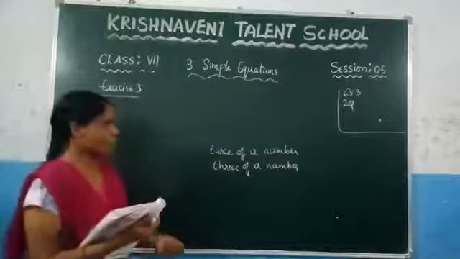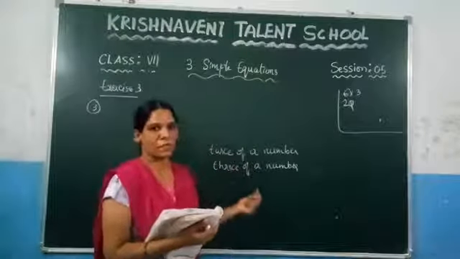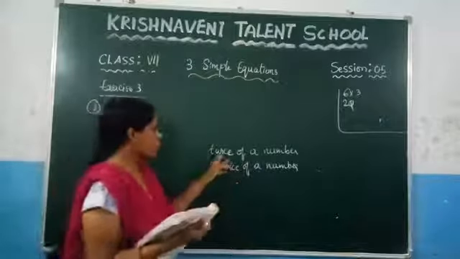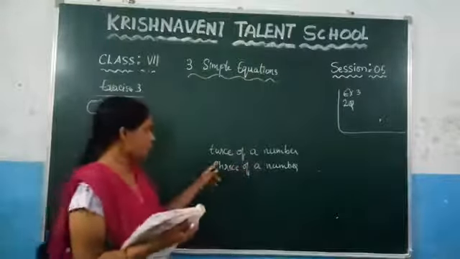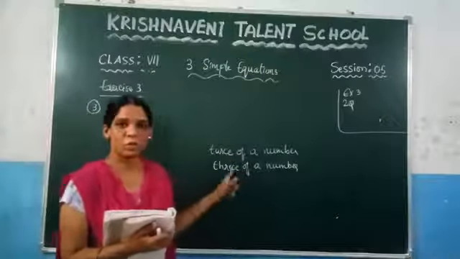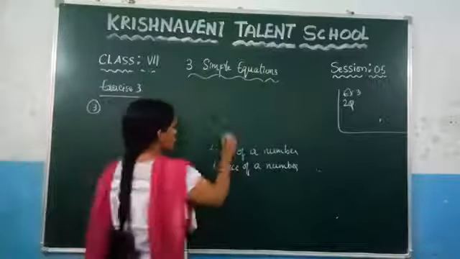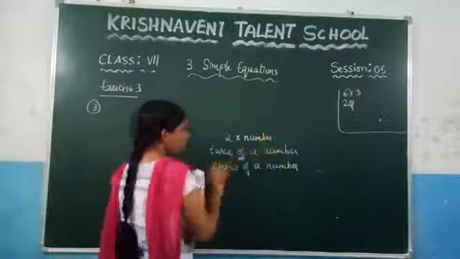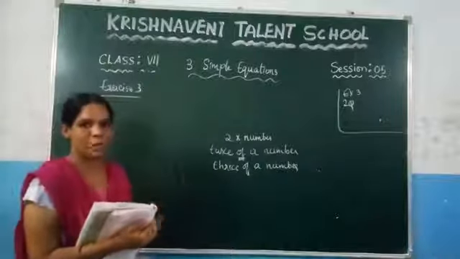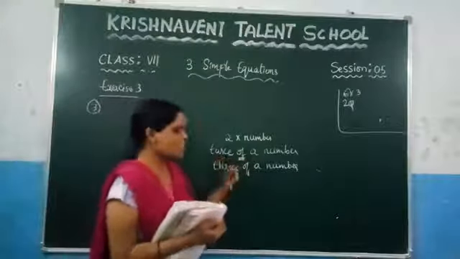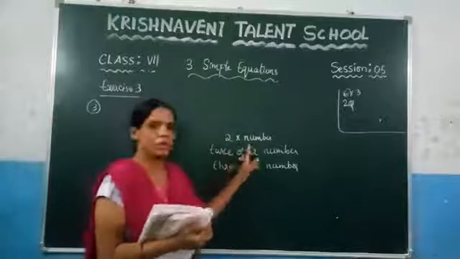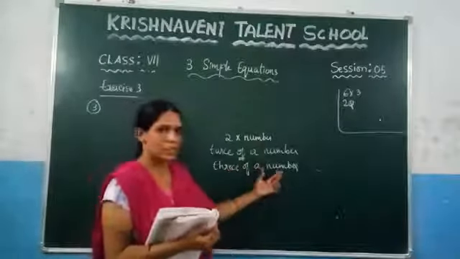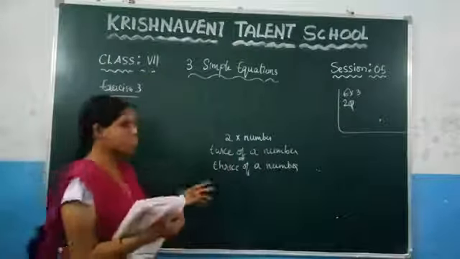You know that in mathematics, 'of' is nothing but multiplication, twice is nothing but two times, thrice is nothing but three times. So what is the meaning of two times of a number? Two times of a number is nothing but 2 into the number. What is the meaning of 'of'? 'Of' is nothing but multiplication. So twice of a number is nothing but 2 into the number, and thrice of a number is nothing but 3 into the number that is given, which you have to multiply.